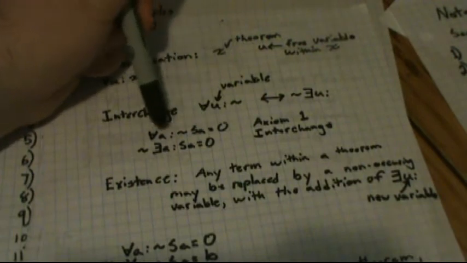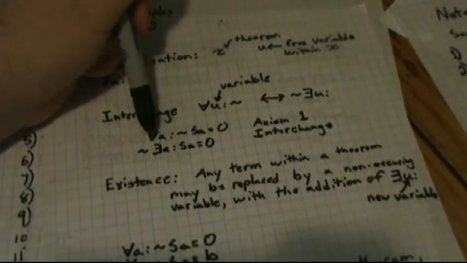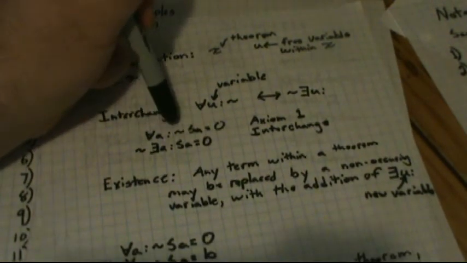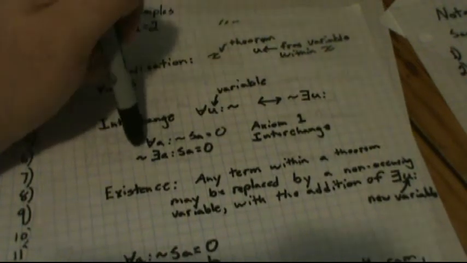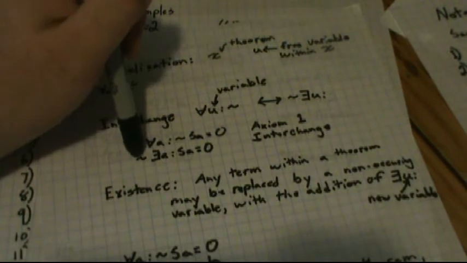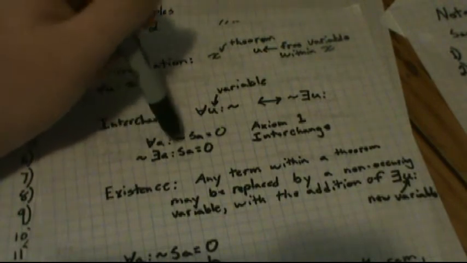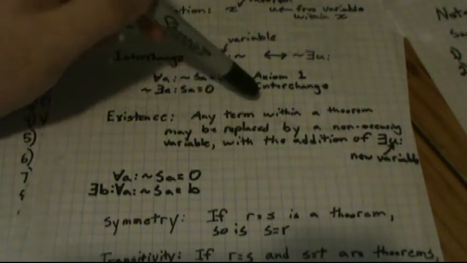And since axiom number 1 has the nice beginning that we have here, let's use that as an example. For all values a, not the successor of a equals 0. And so we can naturally also say that there does not exist a value for a such that the successor of a equals 0.